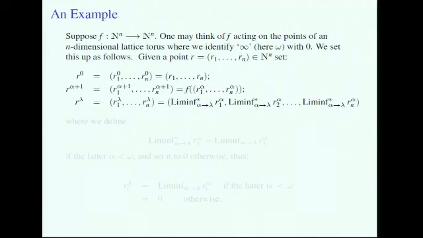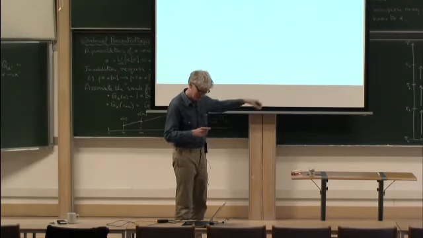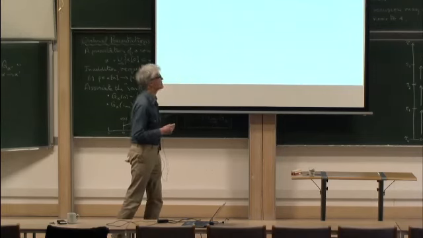So an example. Just take any function on intervals of N to N, and think of this as being just an n-dimensional lattice torus, where we're going to identify infinity here with omega. So the natural numbers stretch out to infinity. Infinity comes back to 0.